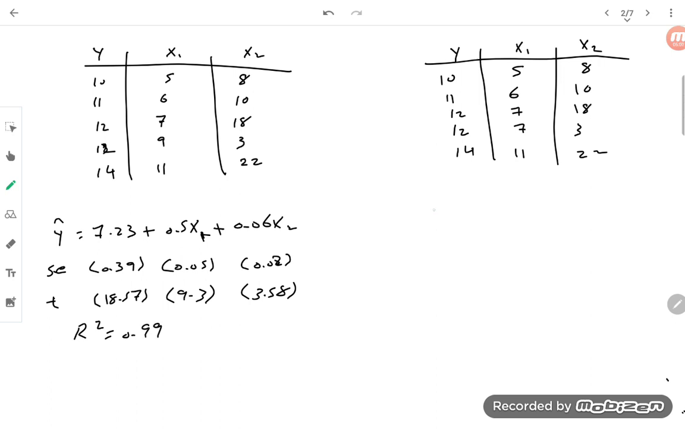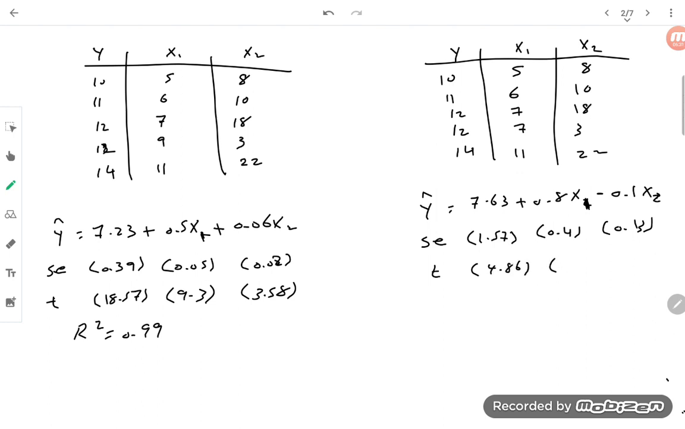While in case number 2, y hat equals 7.63 plus 0.8 x1 plus minus 0.1 x2. Standard errors 1.57, 0.4, 0.13, t ratio, and finally r squared is 0.81.